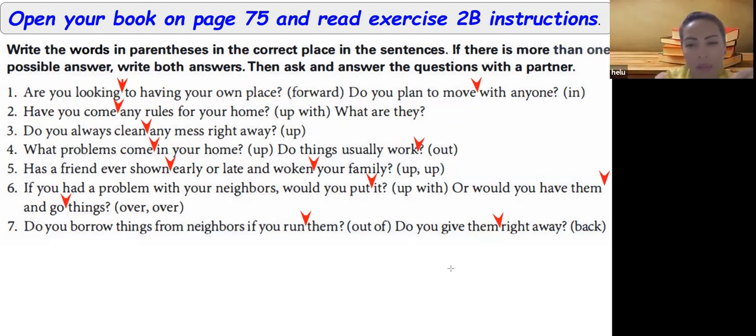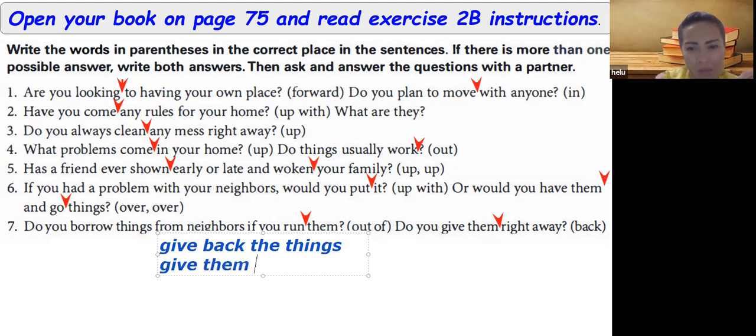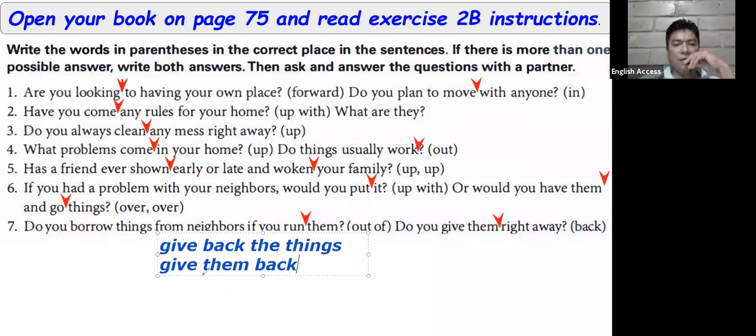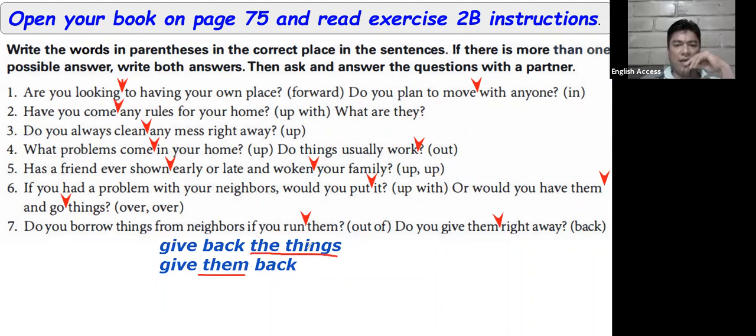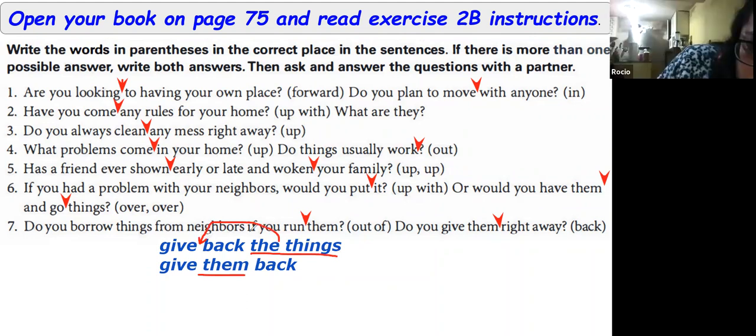I was thinking about that. Give back things. So them is the object, right? Yes. When you have the pronoun, it has to be in the middle. It can't be at the end. And when you have the full form, you can put it in the middle. Give the things back is correct. It's okay either way. Yes?